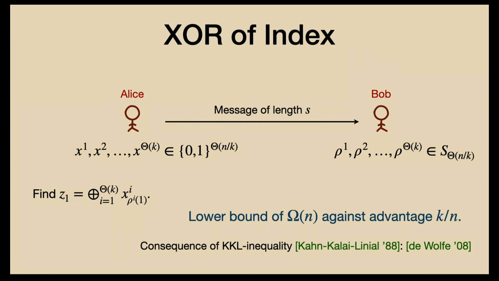One of them is Fourier analysis. You can use the KKL inequality, which was shown by Kahn, Kalai, and Linial in 1988. And then it was adapted for this by DeWolf. And using many of these tools, you can actually prove that this lower bound is omega of n. So once you have this, you're going to translate it all the way back to a lower bound for NGC in random order streams.